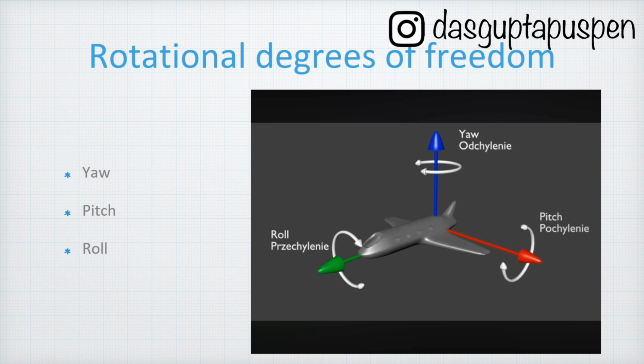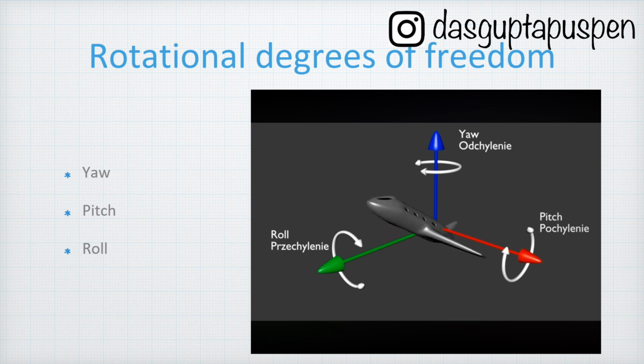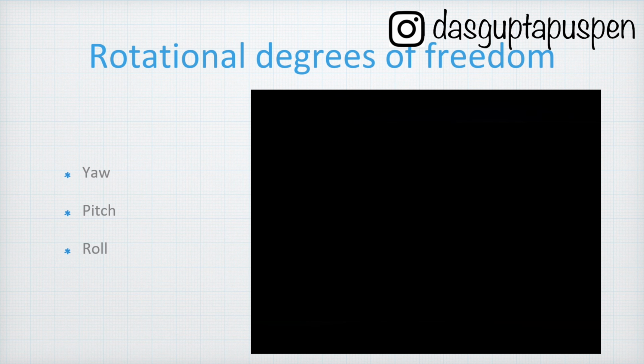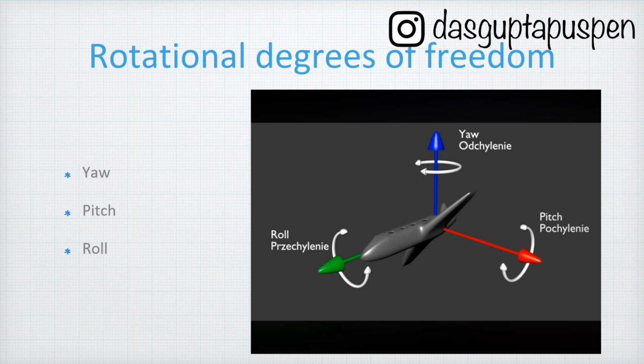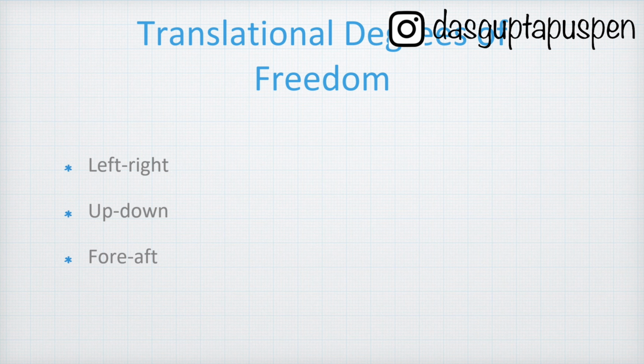And I have described this with the help of this aeroplane model, and I think you'll like it. So just once more, pitch, roll, yaw. Now we have the translational degrees of freedom. This is fairly easy. Left, right, up, down, fore, aft. Fore, aft of course means anterior, posterior, forward and backward.